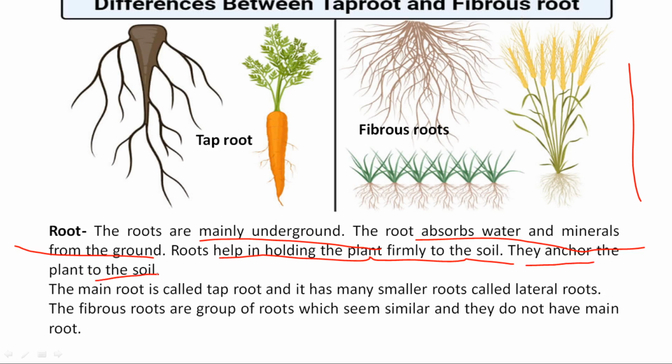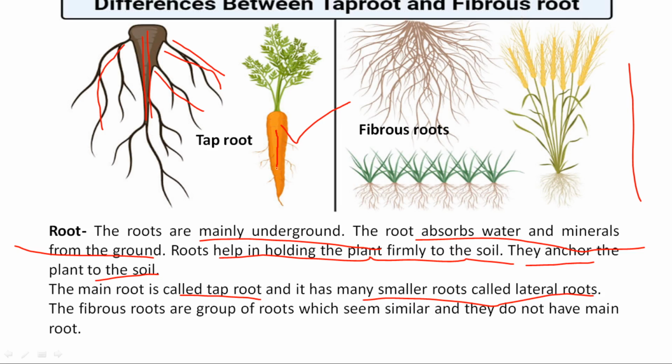Okay, the main root is called the tap root. And it has many smaller roots called lateral roots. So look here. This is the main root, which is what? Tap root. And here smaller roots have come out. These smaller roots are known as lateral roots. So the middle one is the tap root and the sides are lateral roots. Look here, example. This is what? By seeing, you know this is carrot. So carrot we are eating. So carrot is what? Root. So we are eating root. Okay.